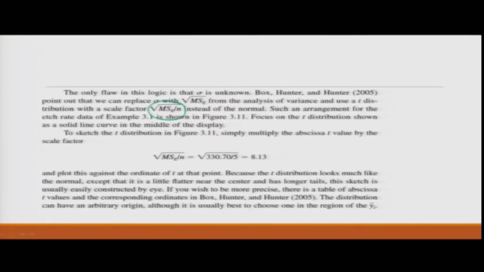So, instead of the normal case, in such an arrangement for the H rate data, for example 3.1, focus on the t distribution, shown as a solid line curve in the middle of the display. To sketch the t distribution, simply multiply the abscissa t value by the corresponding scale, the value of which I just mentioned, the square root of MSE divided by n, which comes out to 8.13, and plot this against the ordinate t at that time. Because the t distribution looks more like a normal distribution. Again, this is the point which I mentioned time and again, as the sample size increases, the t distribution becomes exactly equal to the normal distribution.